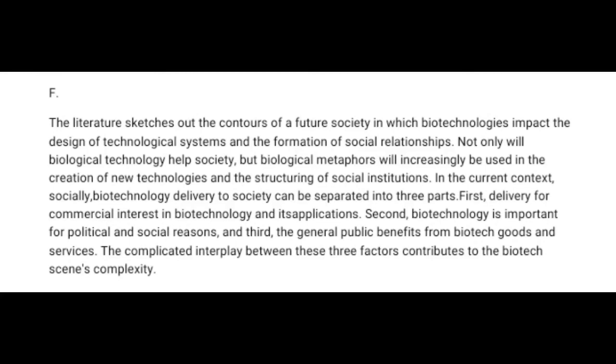First, delivery for commercial interest in biotechnology and its applications. Second, biotechnology is important for political and social reasons. And third, the general public benefits from the biotech goods and services. The complicated interplay between these three factors contributes to biotech's complexity.